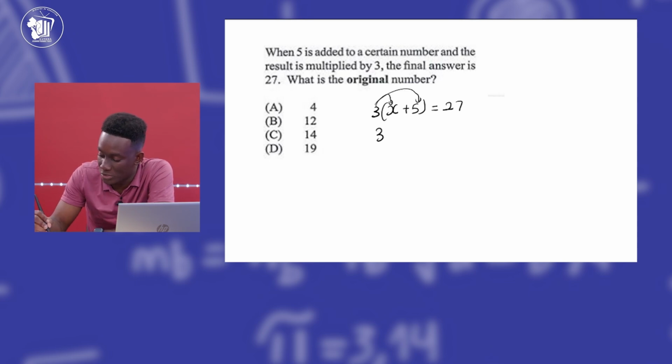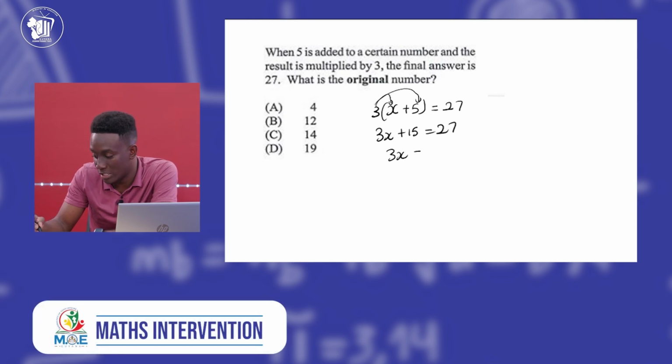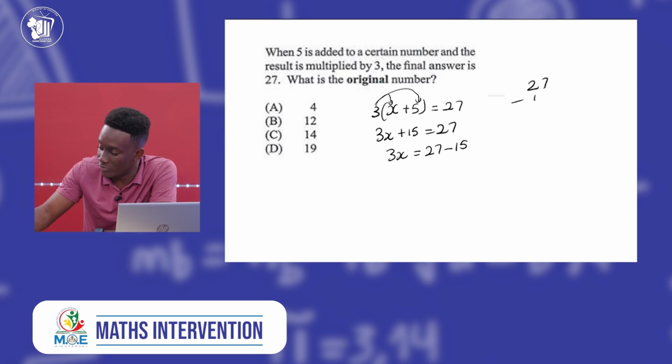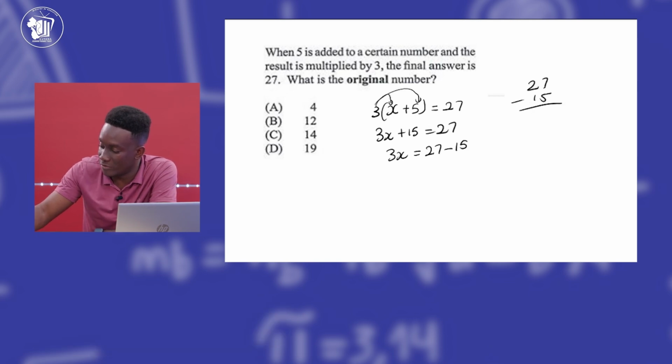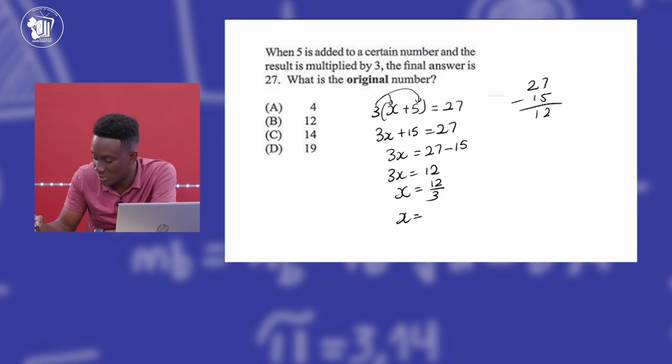So we want to solve for x, which is the original number, so we can distribute the 3. So 3 times x would be 3x, 3 times 5 would be 15, is equal to 27. So 3x would be equal to, this 15 is adding, and we take it over to subtract, so we'll have 27 subtract 15, which gives 12. So 3x is equal to 12. So therefore x would be equal to, this 3 is multiplying, and we take it over, we'll do the opposite, which is divide, so 12 divided by 3, hence x is equal to 4. So the answer is 4.